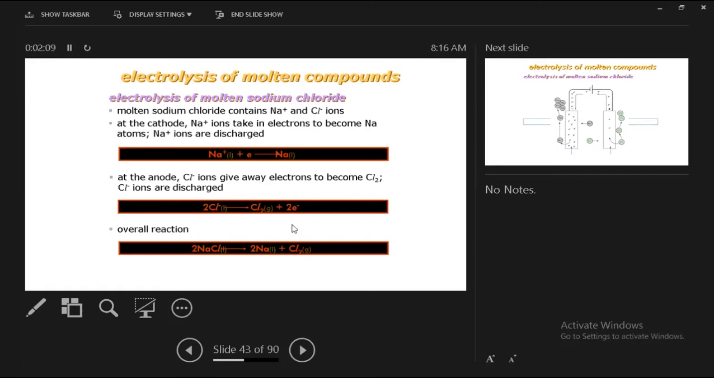To write the overall reaction, you simply collect the reactants. You can write Na+ plus Cl- will give you Na and Cl2. You omit the electrons. Or Na+ and Cl- will form NaCl, so you simply write 2NaCl.